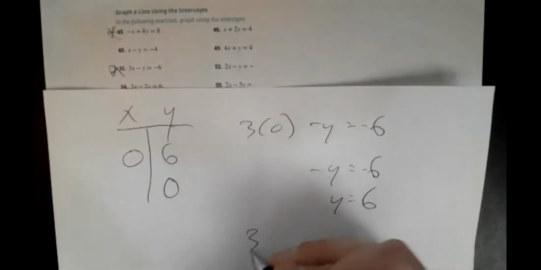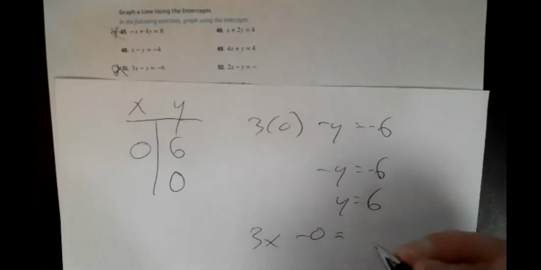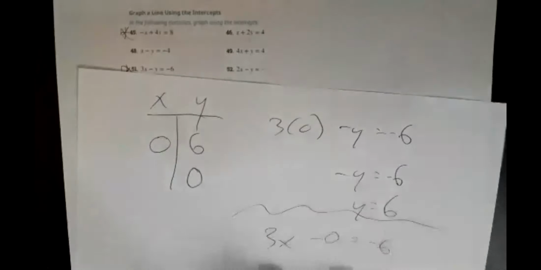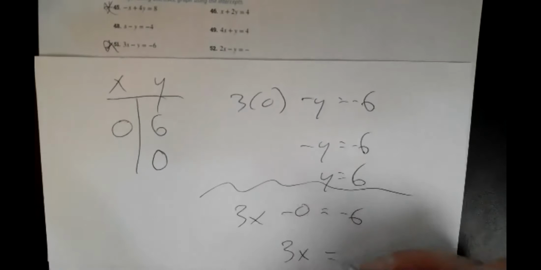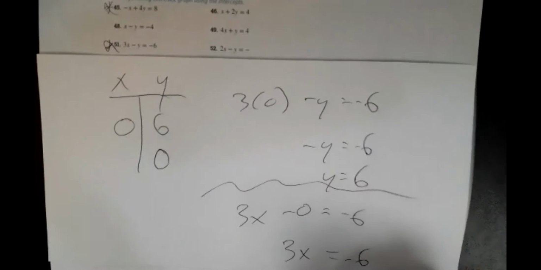The other thing I have to do is what? Plug in 0 here. And if I do that, we're doing what? 3x minus 0 equals 6. And if I'm doing this, what I'm seeing is my 3x is 6. So my x should be what? 2?